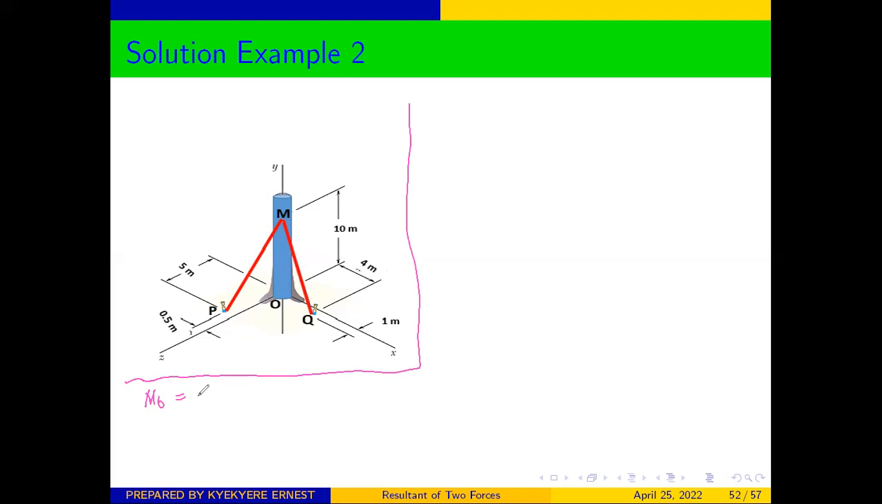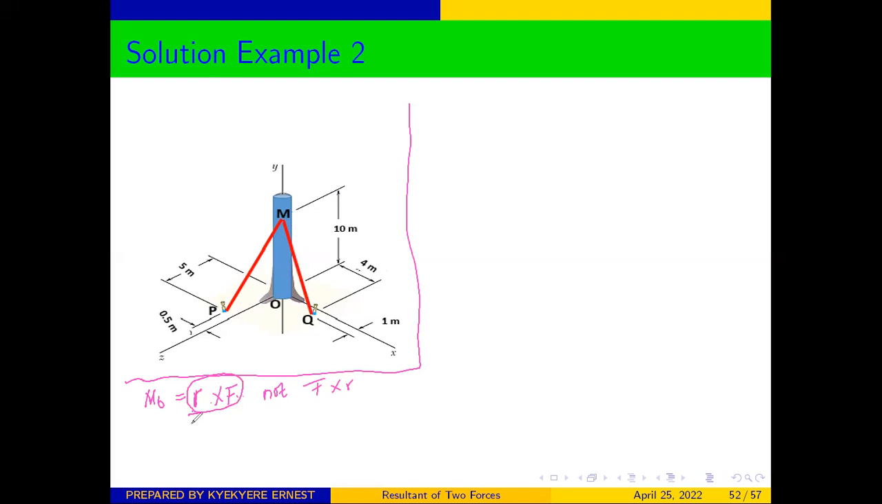And you have already seen that the vector approach is always R cross F. Take note of this formula. It is always R cross F, not F cross R. This is our formula for finding the moment of a force using the vector approach.